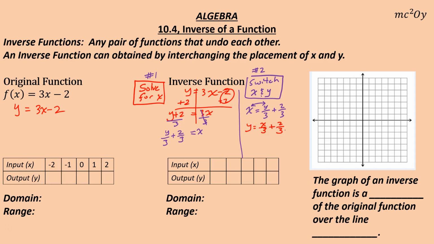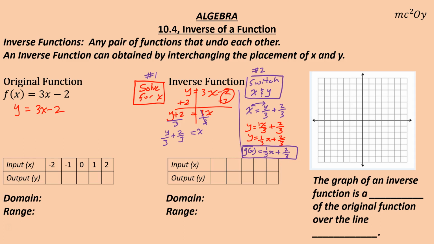And notice we're almost into slope-intercept form. In fact, if we think of that as 1 over 3x, we could write that in slope-intercept form as y equals 1/3 x plus 2/3. Since this is y and this is y, rather than having them both equal y, this one was f of x, let's call this one g of x equals 1/3 x plus 2/3. So we've now found that the inverse function of f of x equals 3x minus 2 is g of x equals 1/3 x plus 2/3.